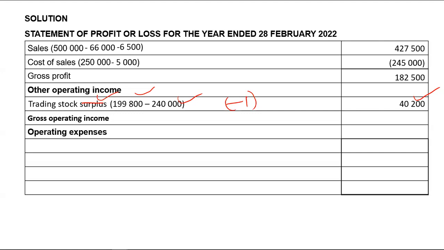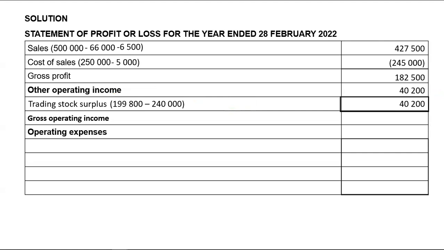Please do not make that mistake, because trading stock is an asset, and none of the assets and liabilities will come to the statement of profit or loss. It's not about the position here, it's about the performance. And when you look at the performance of a company, you only consider income earned and expenses incurred. Obviously this will make up our operating income, and our operating income will be 40,200 since that's what we have. That's the only thing we've got.